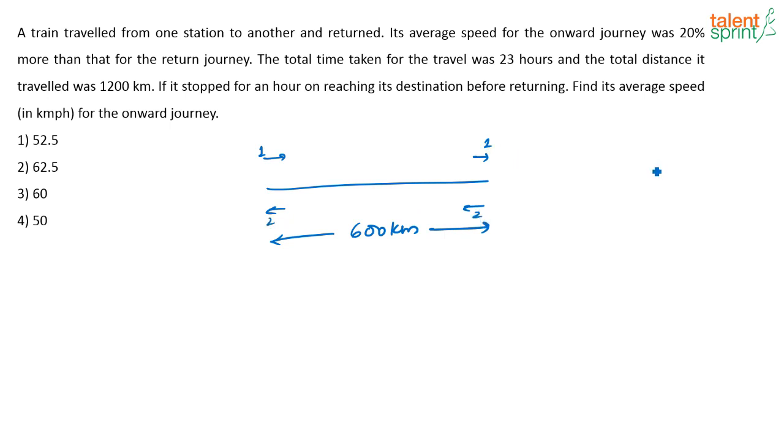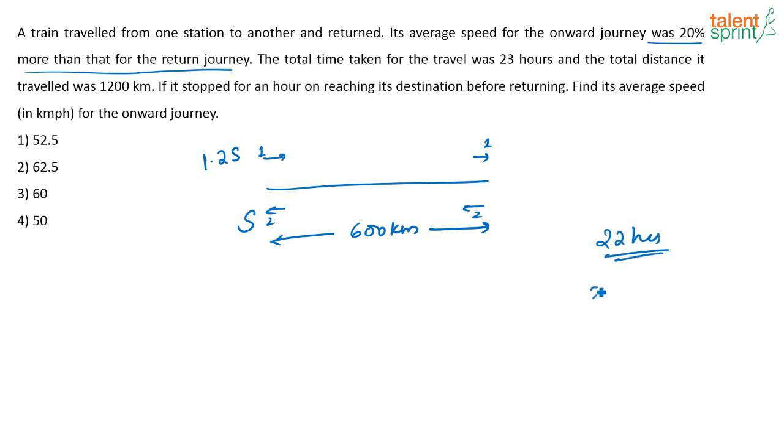Okay, and it is given that average speed for the onward journey was 20% more than the return journey. So if the return speed is S, what was the onward journey speed? It was 1.2 S. Onward journey speed is 20% more than that of the return journey. The total time taken for the travel is 23 hours and the total distance travelled is 1200 kilometers. If it stopped for an hour on reaching its destination before returning. So basically to go to and fro, what is the time that it actually should take? It should take 22 hours.